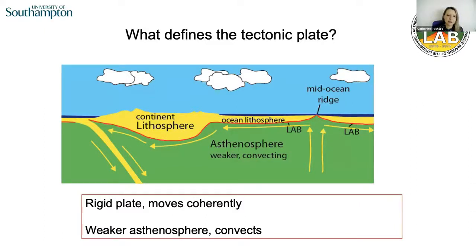So plate tectonic theory requires that there is a transition from a rigid lithospheric plate to a weaker asthenosphere. However, despite its important implications for our understanding of plate tectonics and the evolution of the planet, the thickness of the plate and also its defining mechanism are still widely debated.